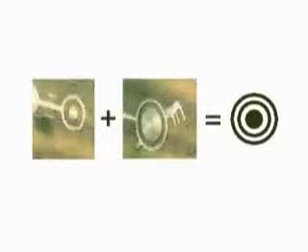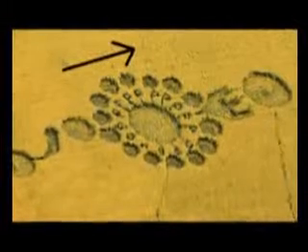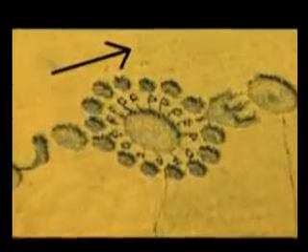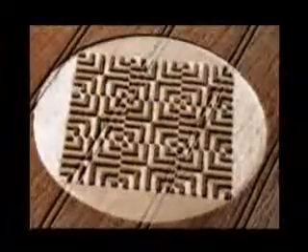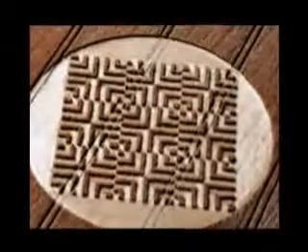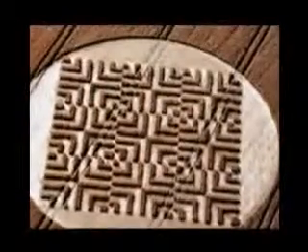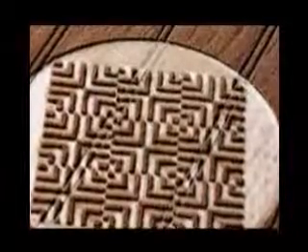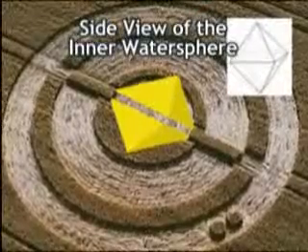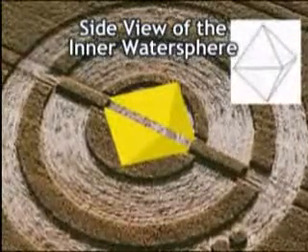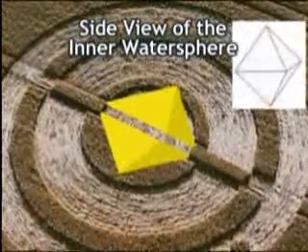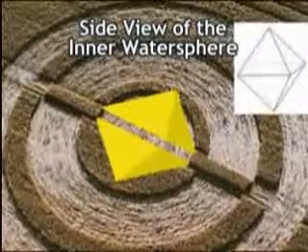A solid circle with two surrounding rings. It is related to all systems, including energy production. Let's start with the core and work our way out. This is a side view of the inner water sphere. Two pyramid shapes create this octahedron.